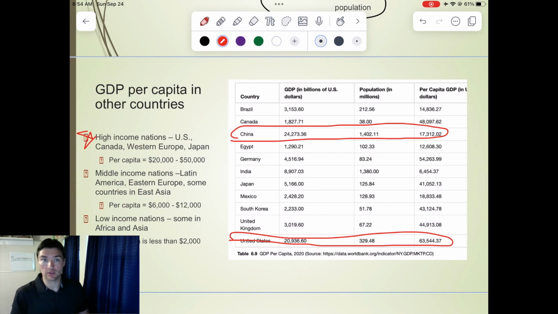They maybe have really good education for everybody. They have maybe a higher standard of living. Middle income nations like Latin America, Eastern Europe, and some countries in East Asia are going to fall into the $6,000 to $12,000 per capita range. Those are the middle income. And then any low income nation will be less than $2,000. So very, very low production per person.